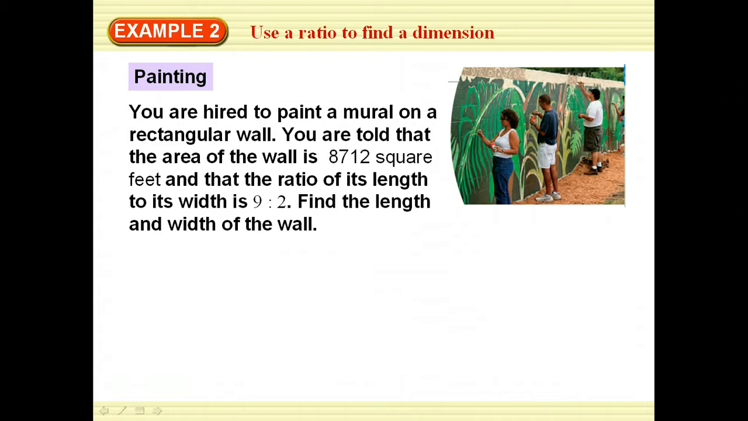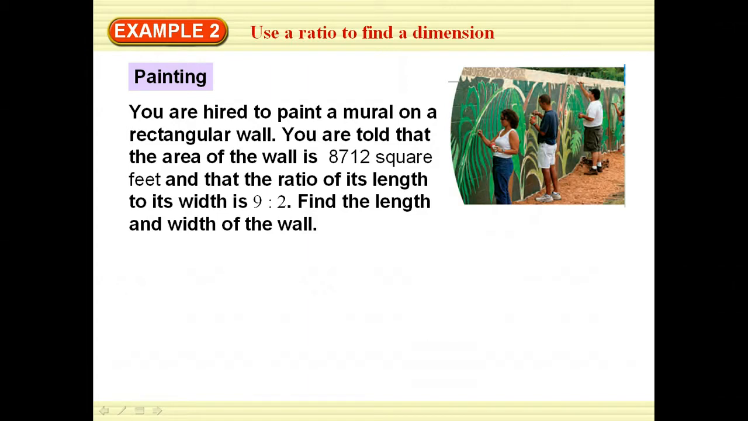We've got a painting. You're hired to paint a mural on a rectangular wall. You're told that the area of the wall is 8,712 square feet. Remember how we get area? That's going to be length times width. And the ratio of the length and the width is 9:2. So find the length and width.